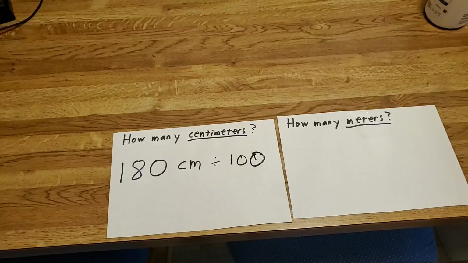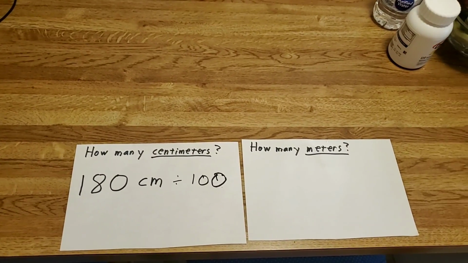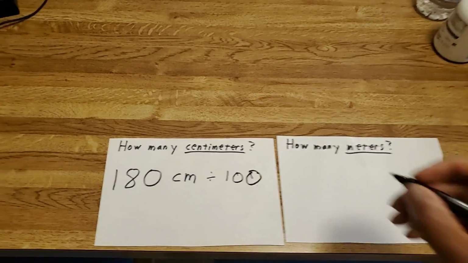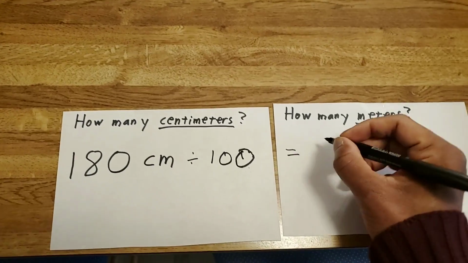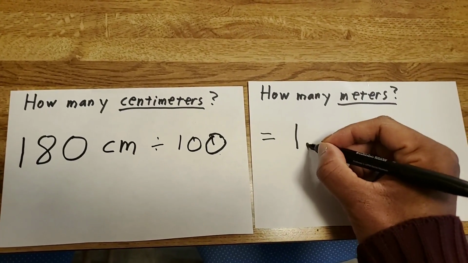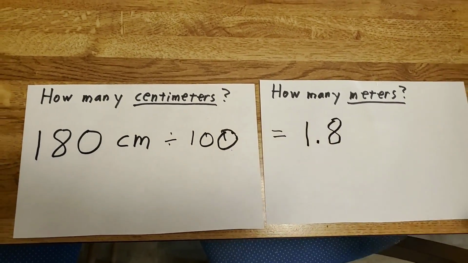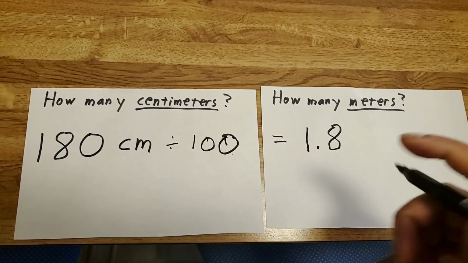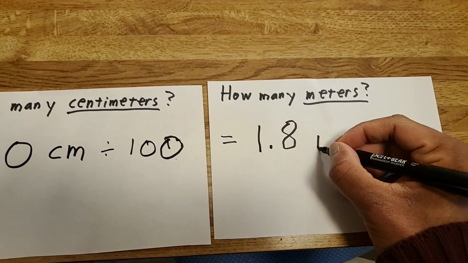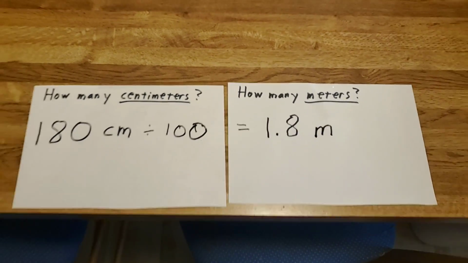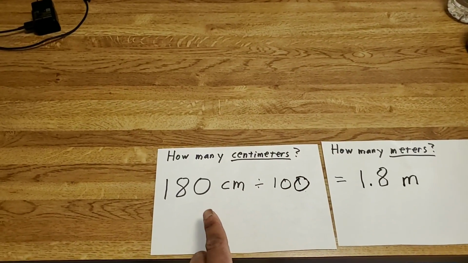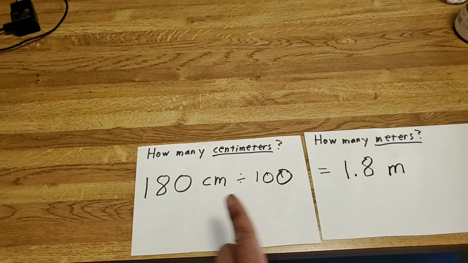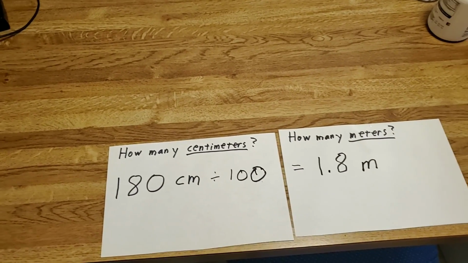I'll give you a minute. When I use my calculator, I get 1.8. 1.8 what? We're turning these centimeters into meters. So if you said 1.8 meters, you are correct. From this end of the countertop to this end, there are two ways to say it. I can say 180 centimeters, or I can also say 1.8 meters.